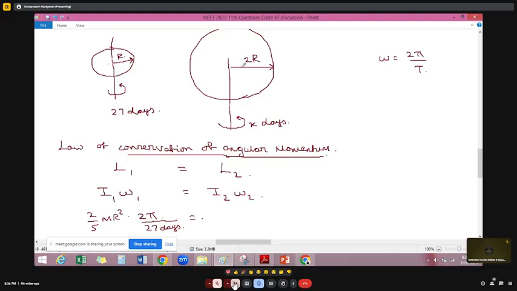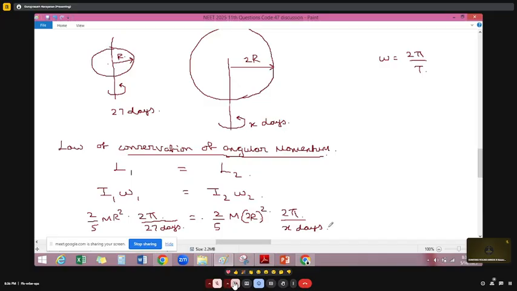I2: they said the same sun is expanding. So it didn't gain any mass, but the radius has become 2r. That means moment of inertia now is 2 by 5, M is the same, but r is increased to 2r. So M r squared, 2r the whole square. Omega 2 is again 2 pi by T, T is x days. I don't know.